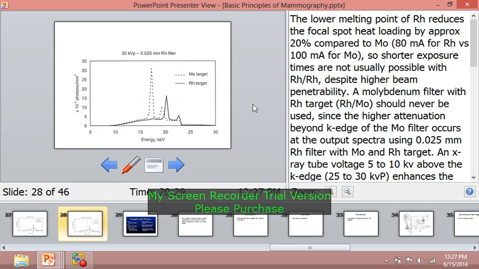The dotted peak is for the molybdenum and the solid line is for the rhodium. Here molybdenum has a lesser characteristic radiation peak than the rhodium, because rhodium has a higher atomic number, so it is shifted to the right, and molybdenum, having atomic number 42, has lesser.